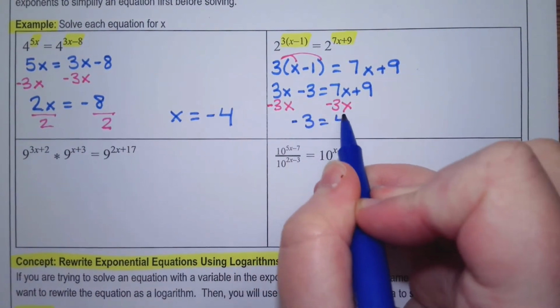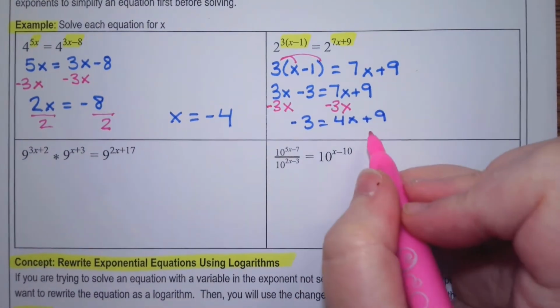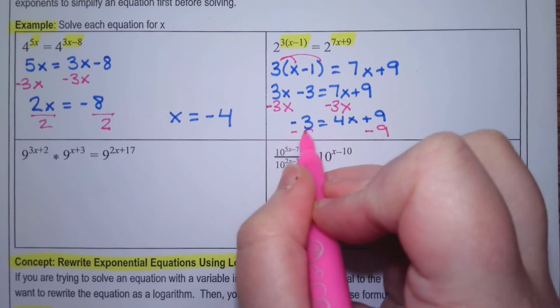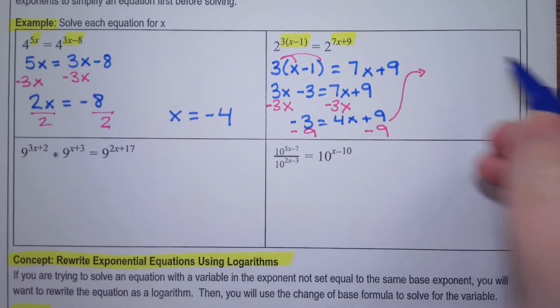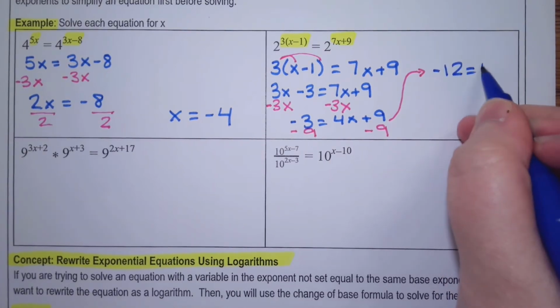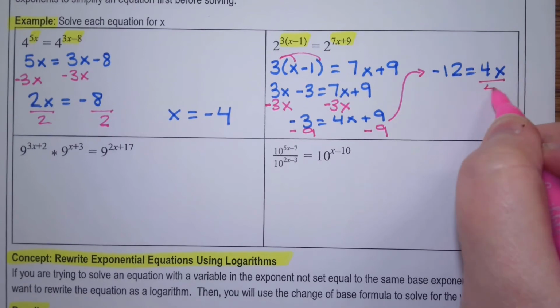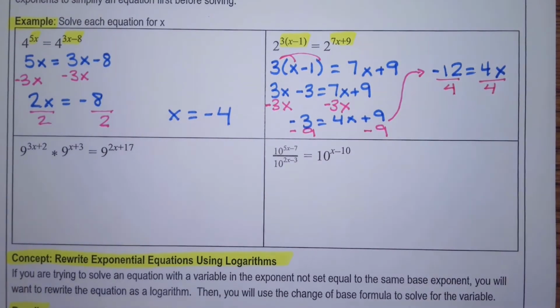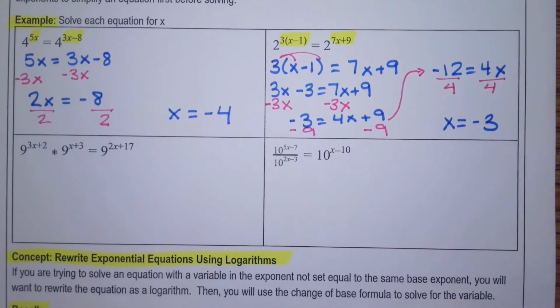Negative 3 is equal to 4x plus 9. Now I'm going to subtract the 9. And we have negative 12 is equal to 4x. Divide by 4, and we get x is equal to negative 3.